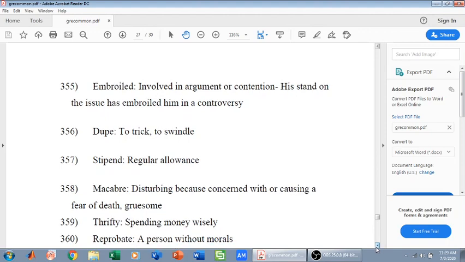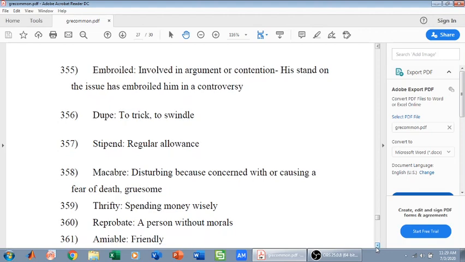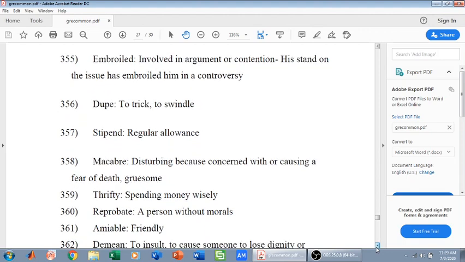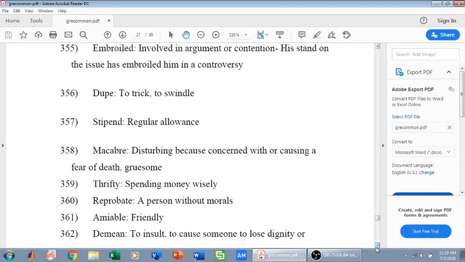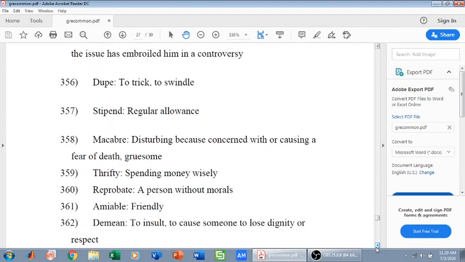Next word is reprobate. Reprobate means a person without morals, a person with bad morals. Fine. So reprobate means a person without morals. Amiable means friendly. Demean means to insult, to cause someone to lose dignity or respect.